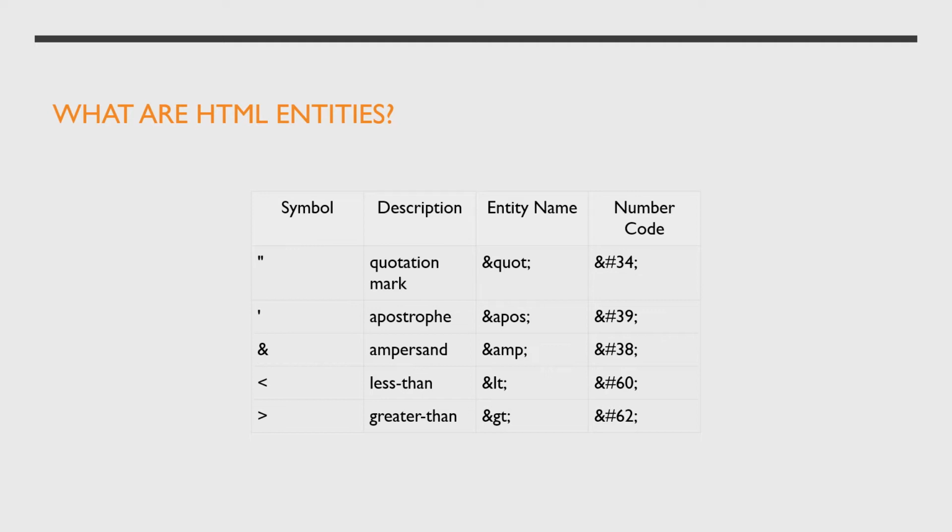For example, you cannot use the greater than and less than signs or angle brackets within your HTML text because the browser will treat them differently and will try to draw a meaning related to the HTML tag. If you look at this little chart that I have right here, it will show you the symbol and then the description, entity name, and code number that you can use that will support the 5 special characters listed in this table.